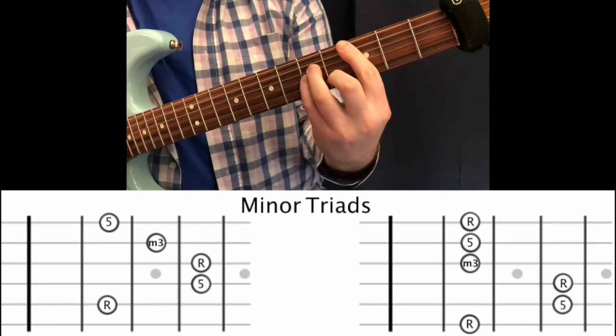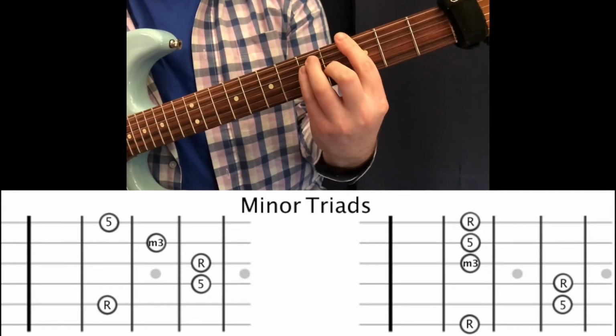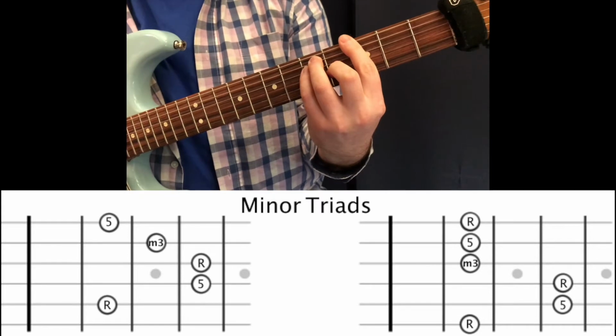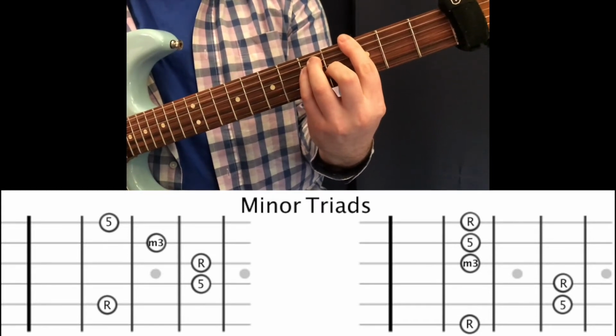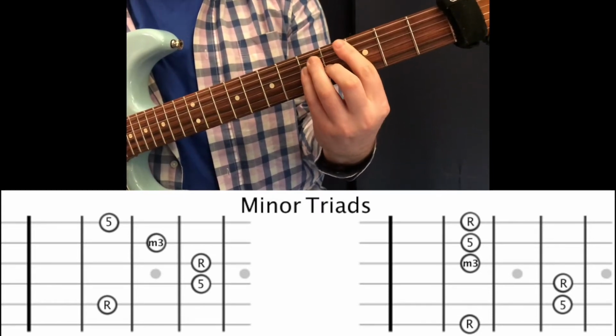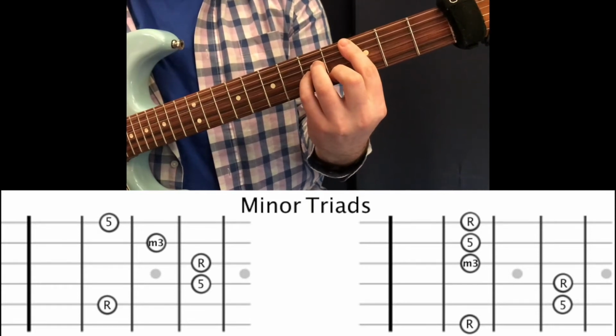You'll also notice that's like the major chord shape on the 6th string. So on the 6th string, if you play this shape, it's a major chord. If you play it on the 5th string, it's a minor chord.